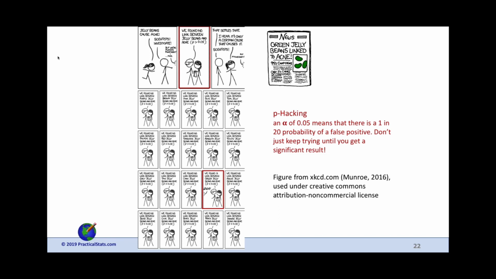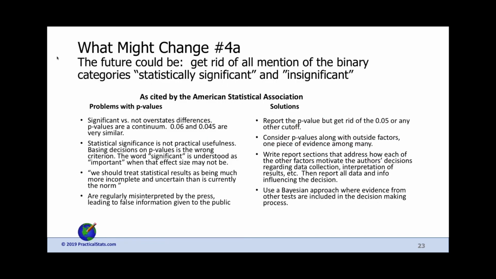Okay, so that's p-hacking. If you have an alpha of 0.05, if you've made that cutoff, then you would expect that 1 in 20 tests will erroneously reject the null hypothesis when out in the real world it's not. So you can't just keep trying doing multiple things until you finally get a significant result. That's one of the problems with p-values.